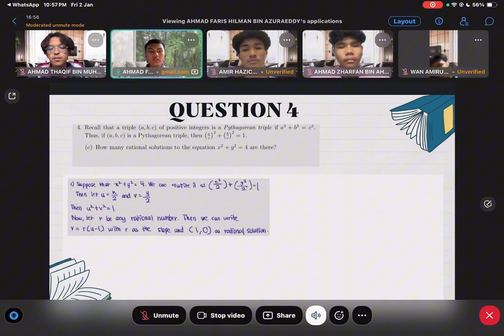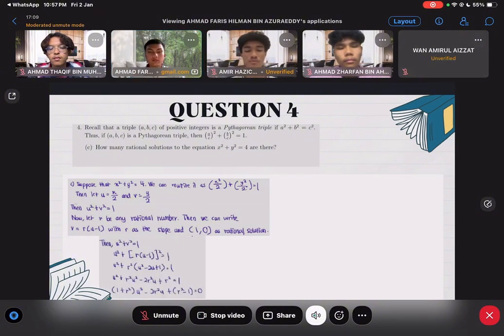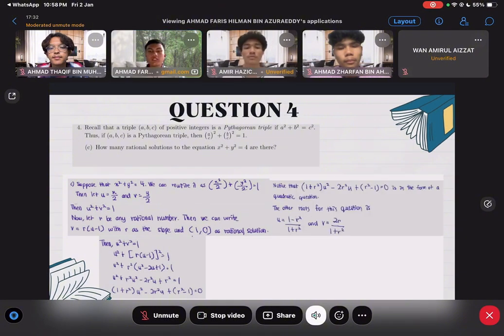Lastly, for question C, it asks us how many rational solutions there are to the equation x squared plus y squared equals 4. Now, we can start by supposing that x squared plus y squared equals 4. Then we can rewrite the equation as (x divided by 2) squared plus (y divided by 2) squared equals 1. Then we let u equals x divided by 2 and v equals y divided by 2. Then we simply substitute back u and v into the equation, and we will get u squared plus v squared equals 1.